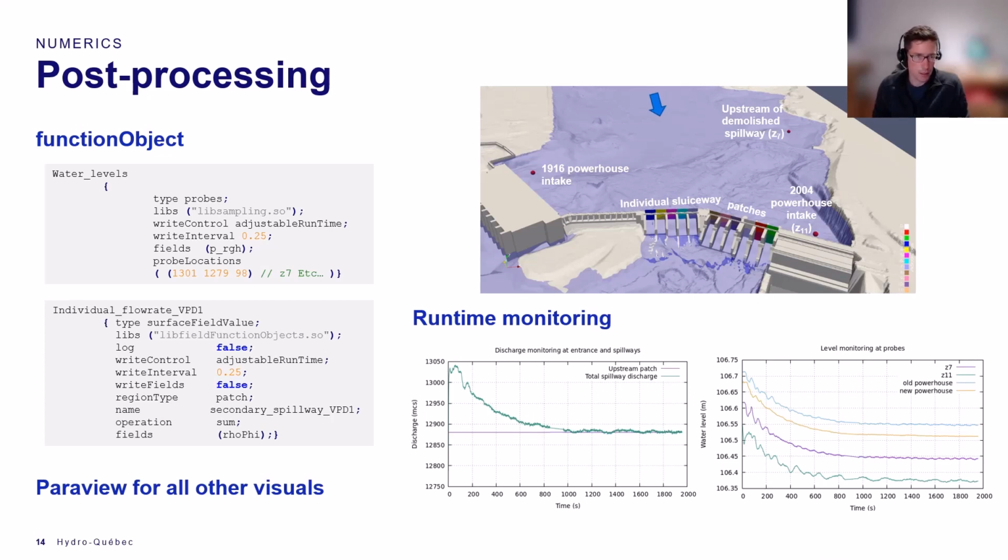We extracted the flow rates at each individual sluiceway using patches and did a sum on field rho phi to obtain the discharge. You can see 2 graphs of the monitoring of this simulation that show that stable conditions were reached roughly around 1,000 seconds of simulated time. All other visuals were generated using ParaView.